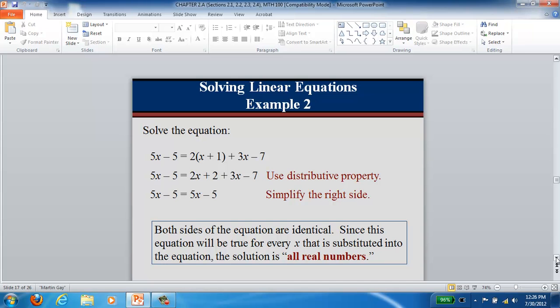Example number 2. Here you have no fractions, which means you just distribute the 2 times the x plus 1, which gives you the 2x plus 2 plus the 3x minus 1. Combining like terms to the right of the equation gives you 5x minus 5. Because both sides of the equation are the same, your final answer is all real numbers.